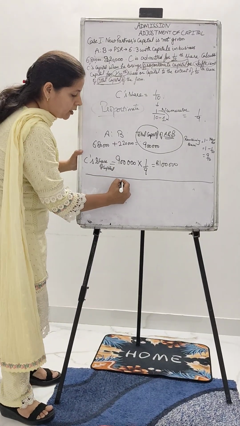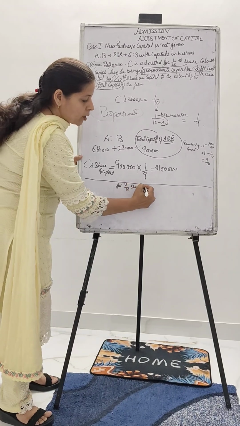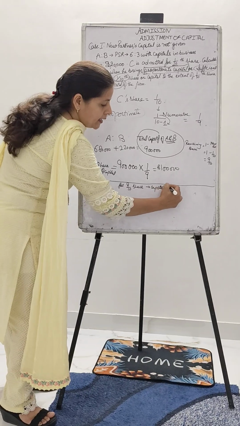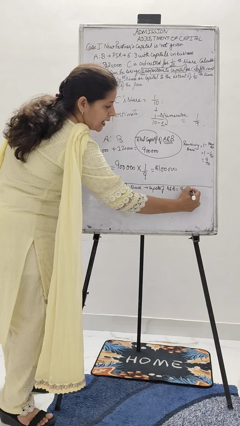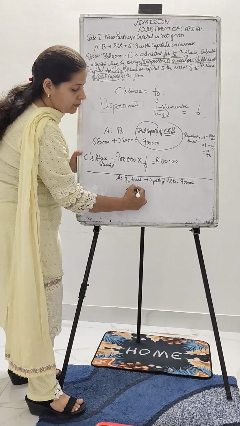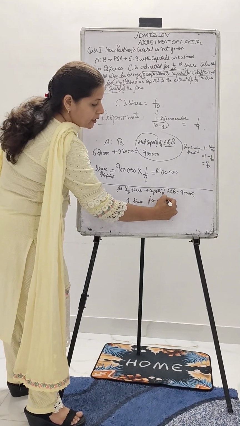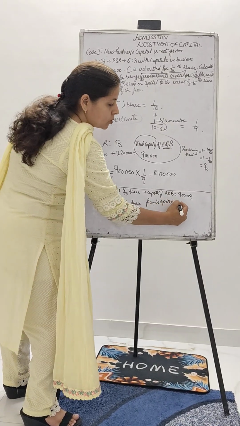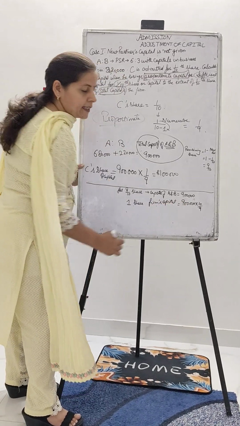So writing over here, for 9 by 10 share, what is the capital of A and B? That is rupees 9 lakh. Fine. What would be the capital for one share? That is, the firm's capital would be calculated here. I told you that one share belongs to the firm. So 9 lakh into 10 by 9.